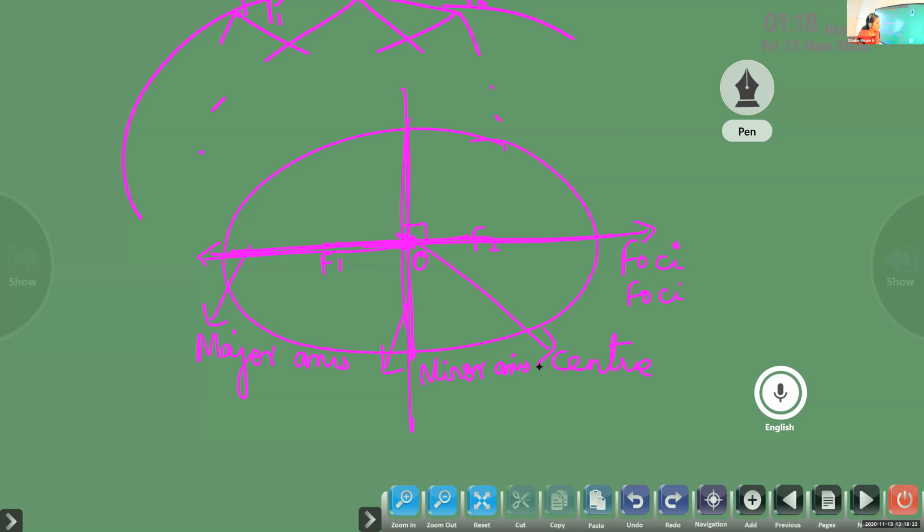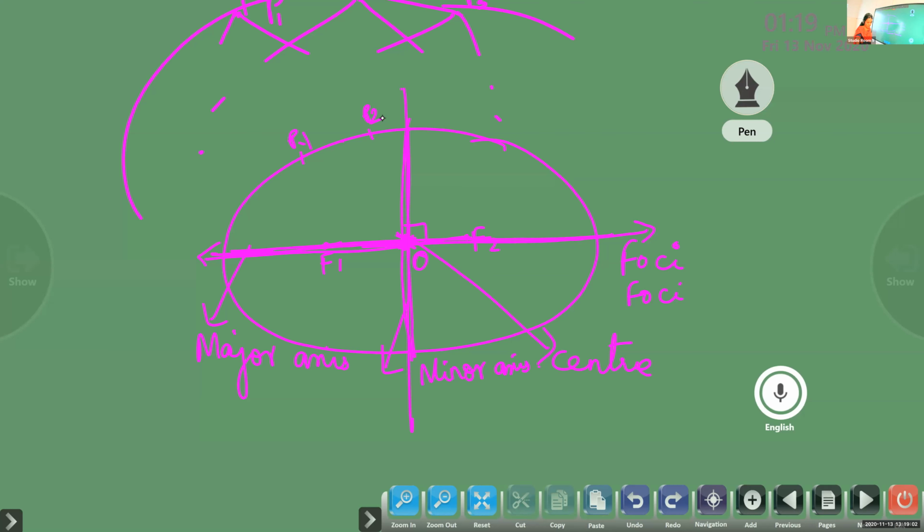We are drawing the ellipse. We take those points P1, P2, etc., so that P1F1 + P1F2 is equal to P2F1 + P2F2. We take only those points whose sum of distances from the fixed points is the same. The fixed points we call foci. You join the line segment F1F2 and find the midpoint. That midpoint gives the center of the ellipse.